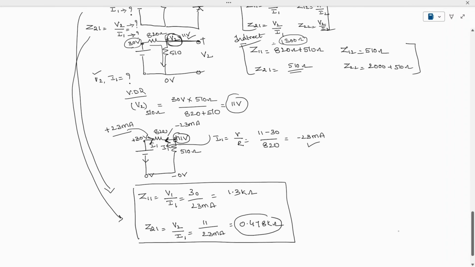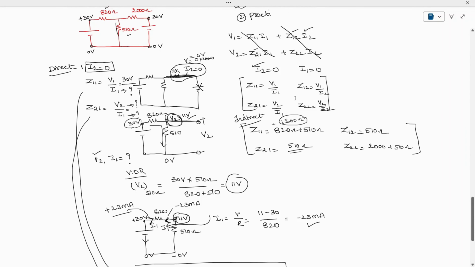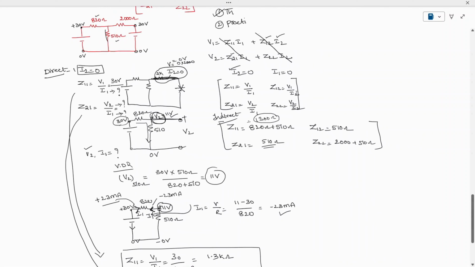Now let us do the second step. In the second step, what you have to do is make I1 equal to 0. This we need to perform.